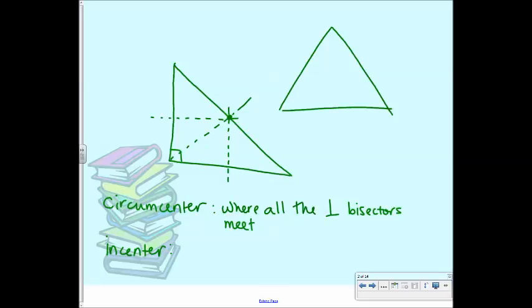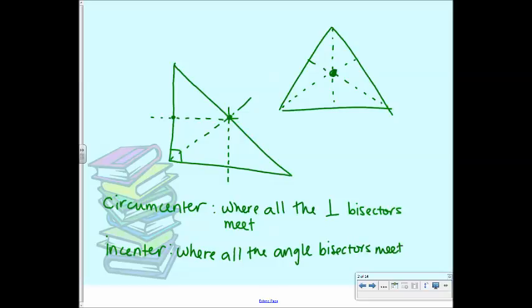They cut the angles in half, whereas the perpendicular bisectors cut what in half? The sides, okay? So I would take my angle bisector of here, this one, and then this would be my incenter. All right, so the incenter is where all the angle bisectors meet. Okay, so we're going to go through two more of these types of vocab words today.